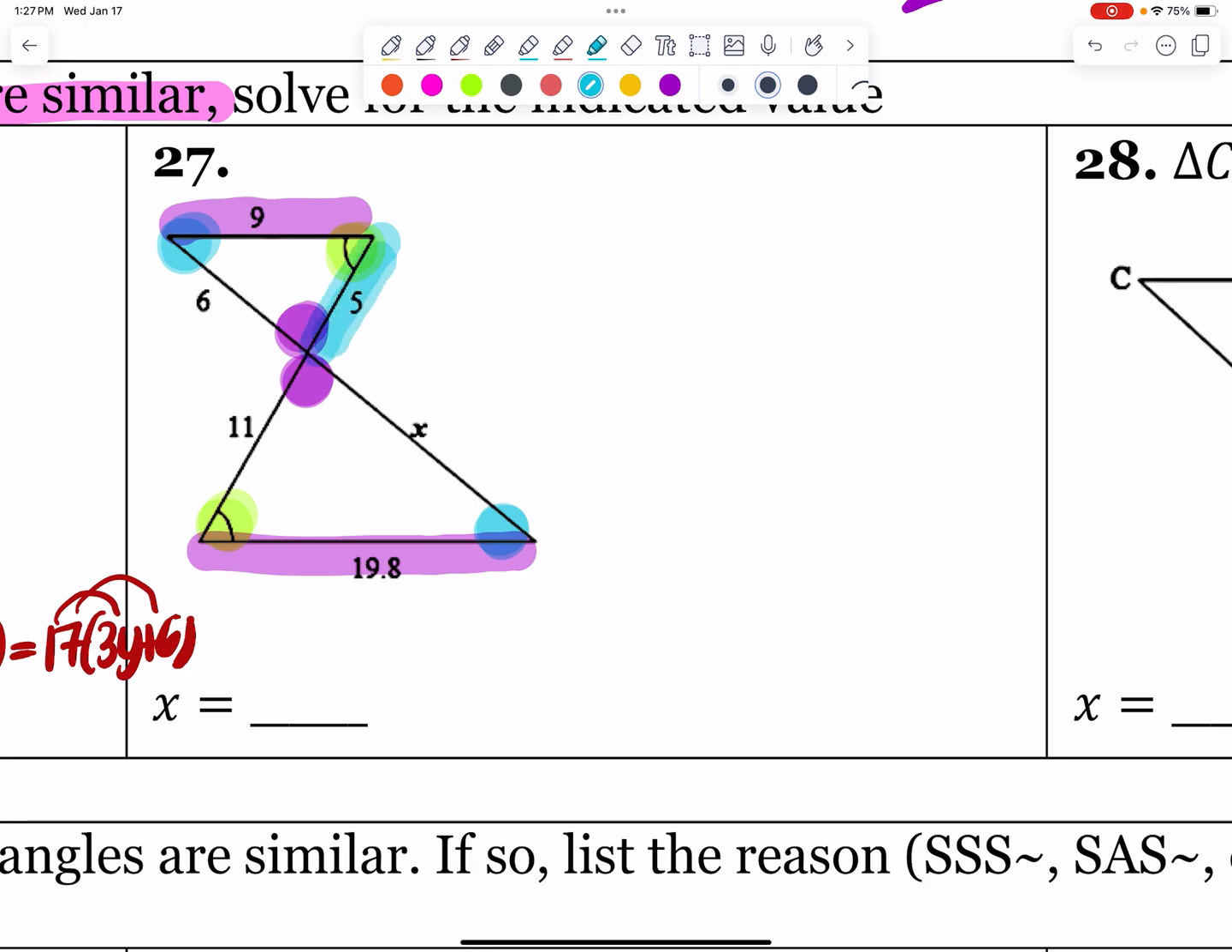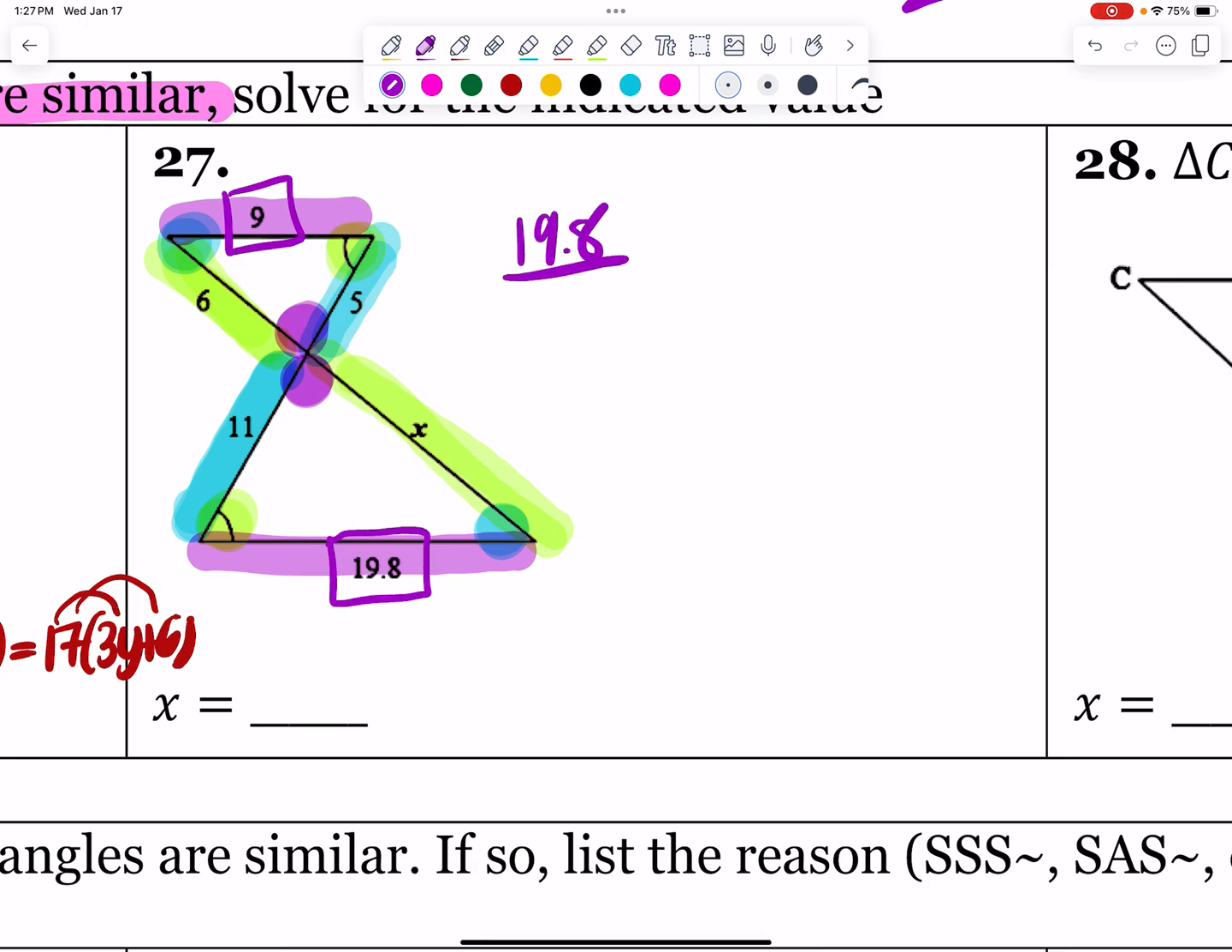The 5 is across from the blue angle. The 11 is across from the blue angle. So those are going to correspond. And then last but not least, the X is going to correspond to the 6. So as far as looking at pieces that are both known, 19.8 is going to correspond to the 9. So when I'm setting up a proportion to solve for unknown pieces, 19.8 over 9 is going to be equal to X, because that's the one on the bottom, over 6. I could have also used the 11 and the 5 had I wanted to, either way. 11 over 5. And so when I do that, I end up getting 13.2.